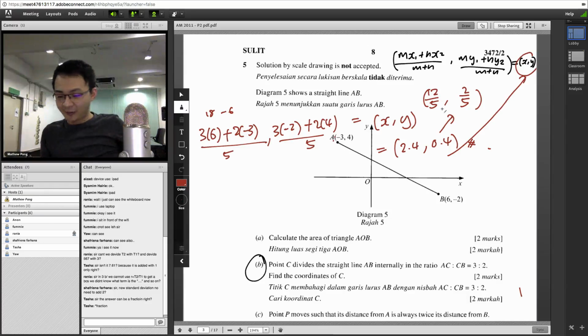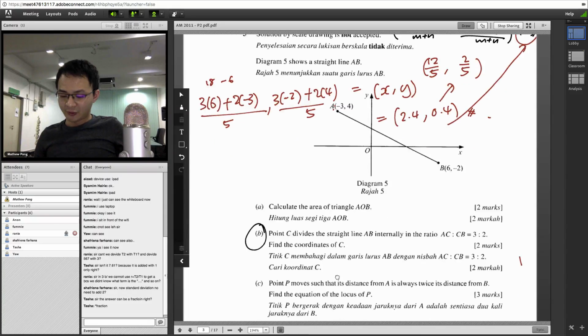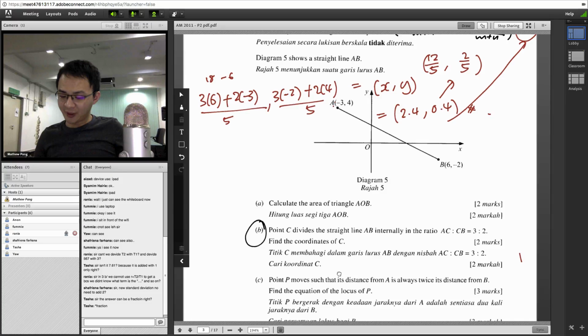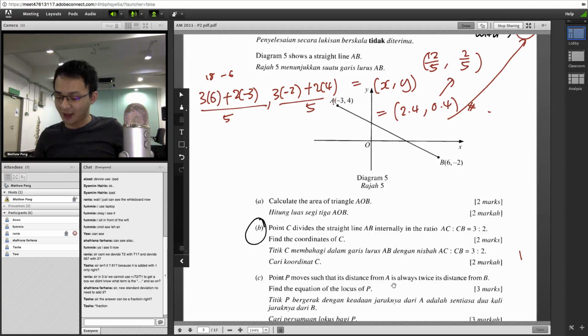Alright, so part B is very easy because you just need to remember the ratio formula in geometric coordinates. Then part C is a locus. Okay, point P moves such that the distance from A is always twice the distance from B. Find the equation of the locus.